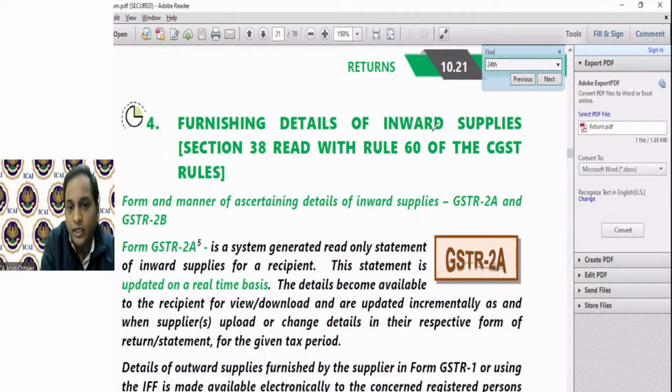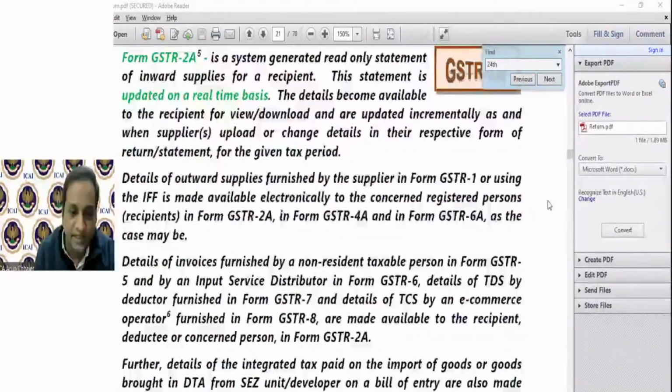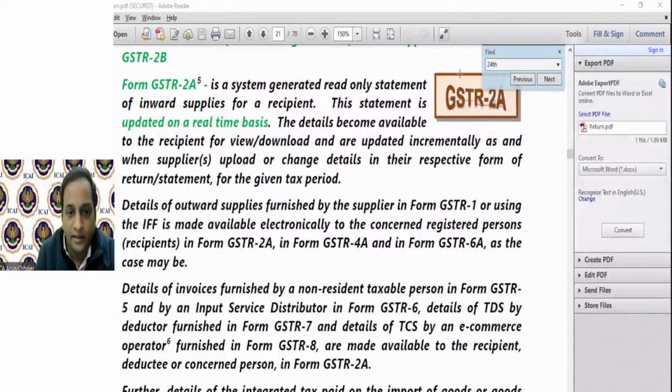Section 38 talking about the inward supply, read with rule 60. GSTR 2A, this statement is updated on real-time basis. It is nothing but the details of the inward supplies. It is nothing but the details of purchases or expenditure incurred during the tax period from registered party.